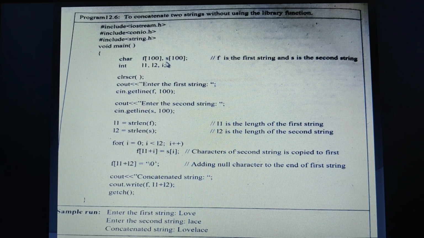And here I have taken two different strings. I am considering f of 100 to be the first string and s of 100 to be the second string. To read the length of the first string I have taken L1, and to read the length of the second string I have taken L2. And I have taken a counter variable known as i here because I am dealing with a for loop. Therefore I have taken a variable i.